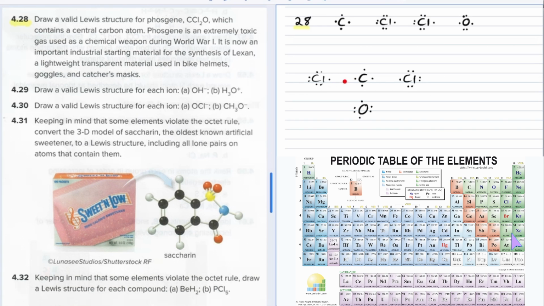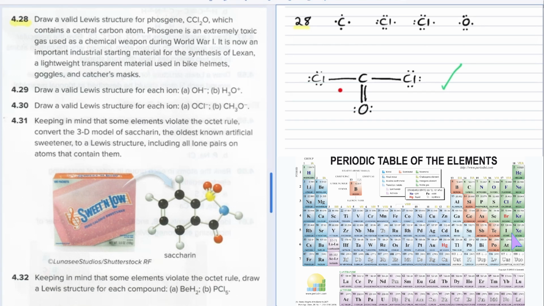Let's take these two and form a bond. There we go. Let's form a bond between the other chlorine and carbon. Make it a little bit nicer. And then to the oxygen. What do you think we do with this electron and that electron down there? Well, you probably guessed it. We take them and form a double bond. And that is the Lewis structure for phosgene.